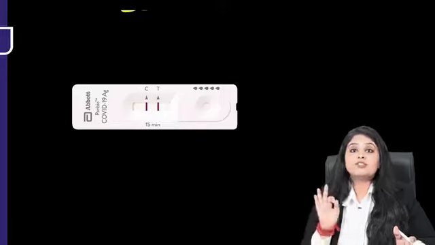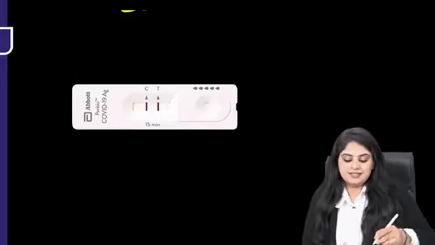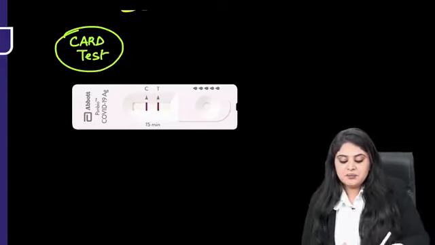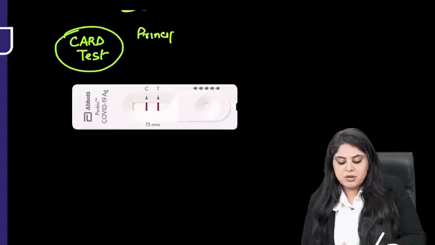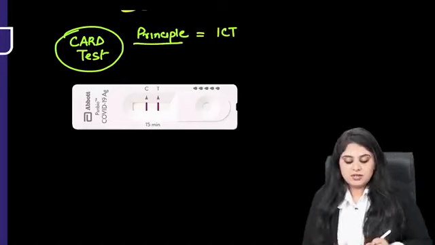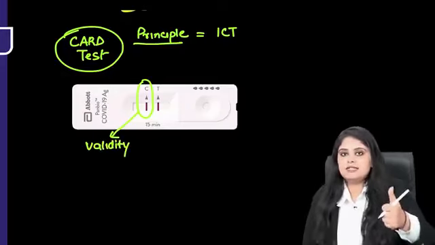So I've kept the most nostalgic thing for the end, and that is the COVID-19 card test. Like any other card test that I have taught you, it has the same principle. Guys, last time in microbiology that I'm asking you, what is the principle of a card test? I have taught you in the malaria chapter, immunochromatography. What does control tell you? Control tells you the validity of the test. So this test is fine, the test was done properly.